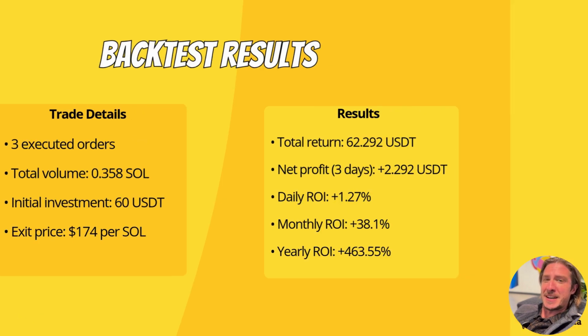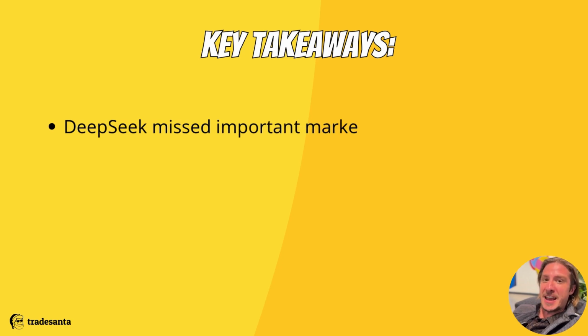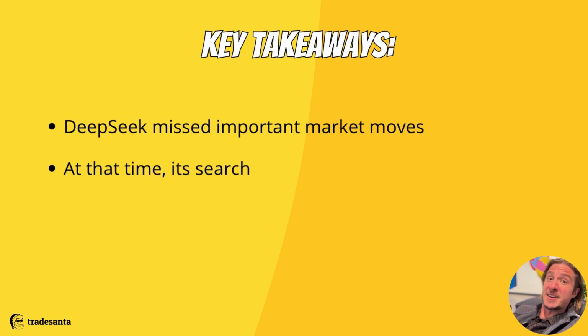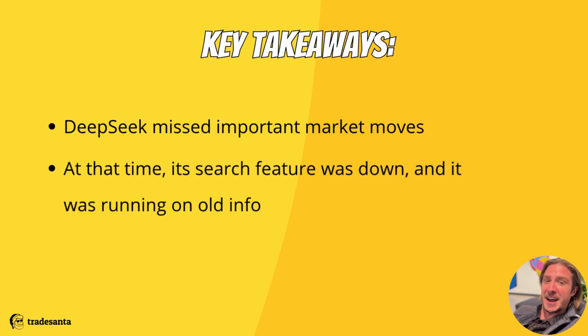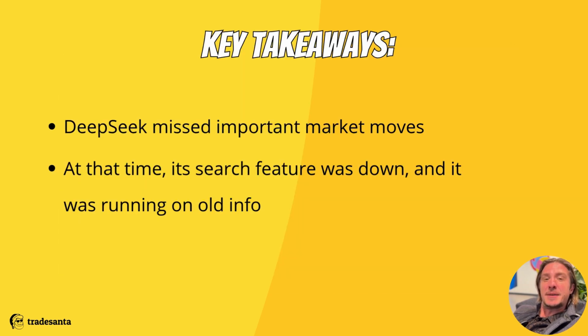So, what's the main takeaway from this experiment? DeepSeek missed some important market moves, like the recent Libra scandal or Solana's upcoming token unlock. And it turned out later that its search feature was down and it was running on old info. In this case, DeepSeek didn't mess up because of a bad strategy, it just had old info. That's why it's still super important to have a human keeping an eye on AI trading.